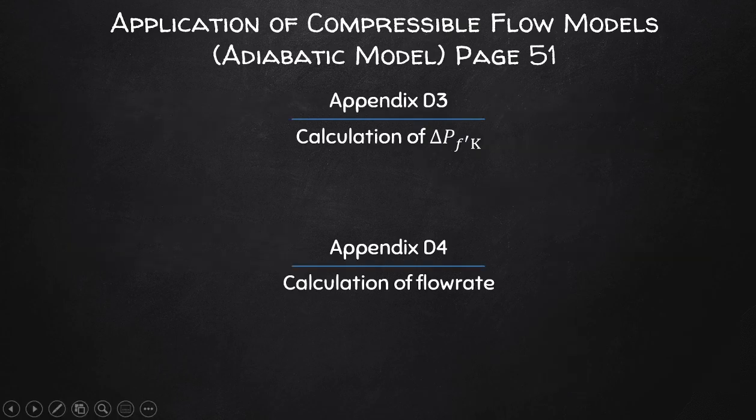Now again, the appendices D3 and D4, for instance, provide useful algorithms for completing these calculations with respect to adiabatic flows, and then obviously for isothermal flows as well. But the adiabatic flows are, I think, the more tricky of the two.